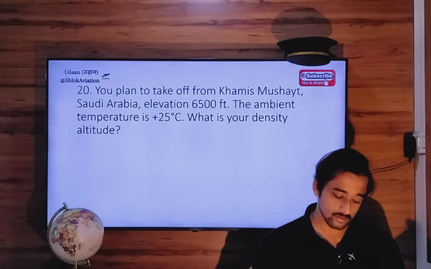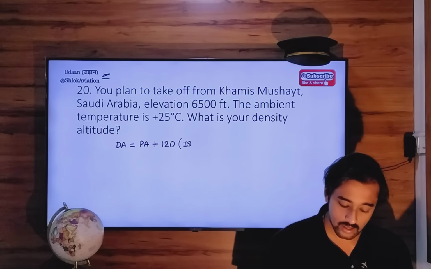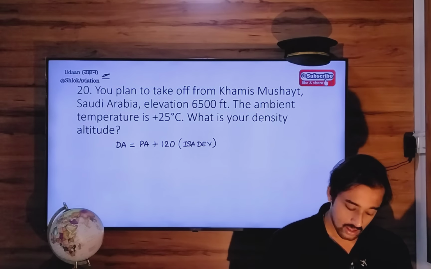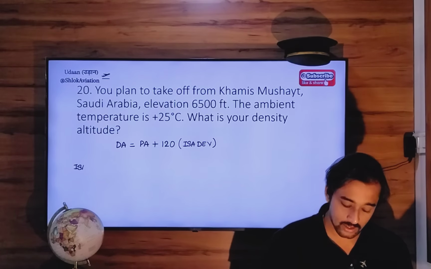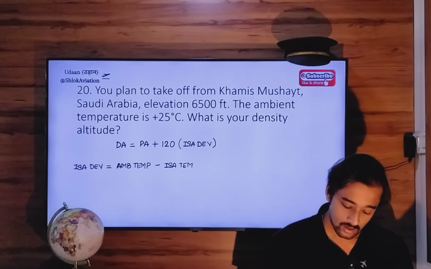Next, question 20. You plan to take off from Saudi Arabia where elevation is 6,500. Outside temperature is plus 25. What is your density altitude? Density altitude equals pressure altitude plus 120 into ISA deviation. ISA deviation is equal to your ambient temperature minus ISA temperature. Now ambient temperature here is 25.